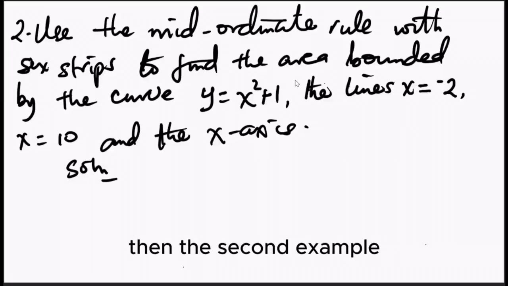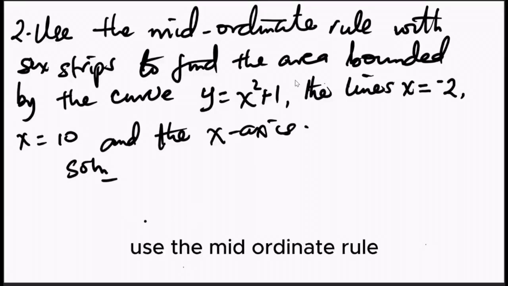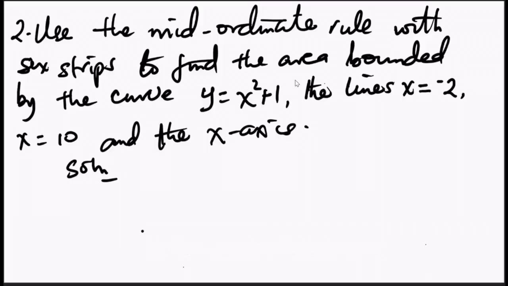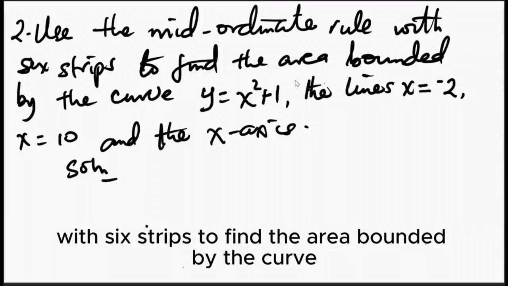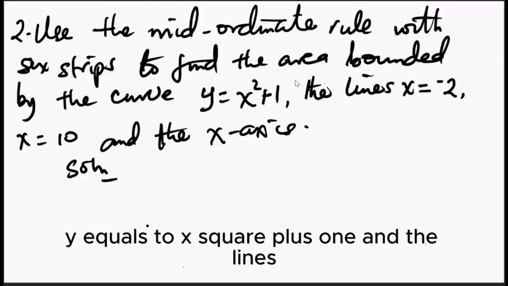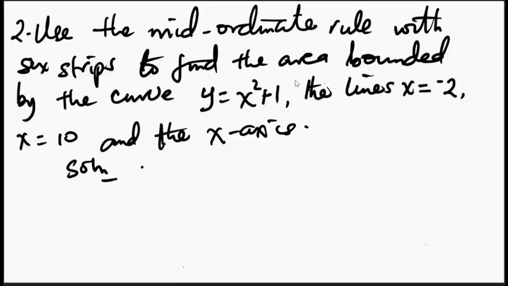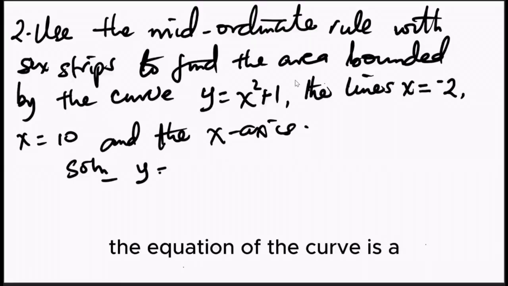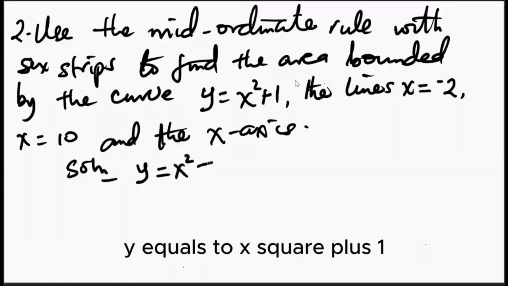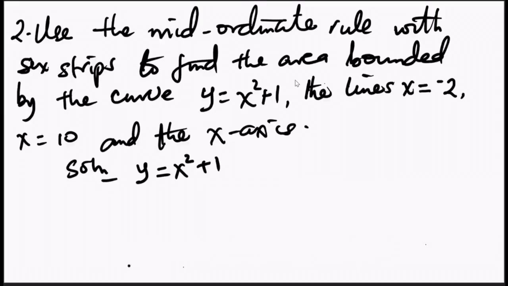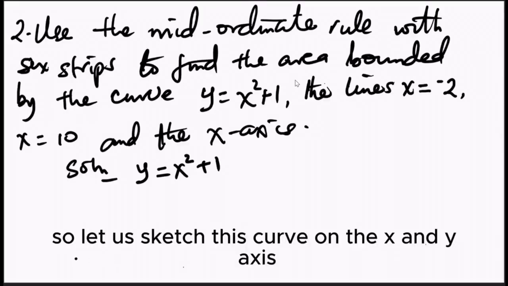Then the second example. Use the mid-ordinate rule with the 6 strips to find the area bounded by the curve y equals x squared plus 1 and the lines x equals -2 and x equals 10 and the x-axis. The equation of the curve is y equals x squared plus 1. So let us sketch this curve on the x and y axis.